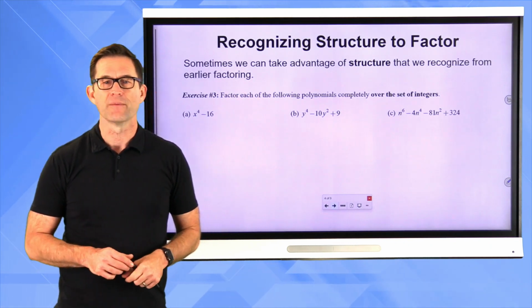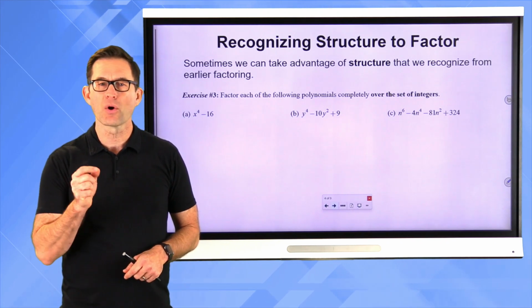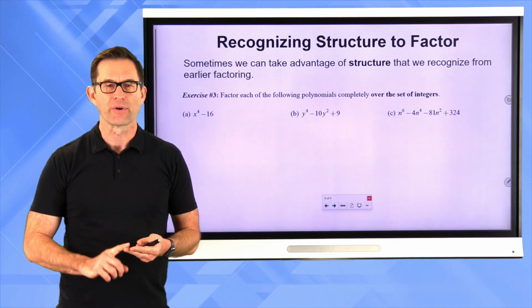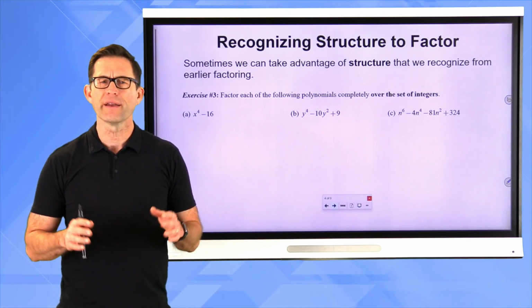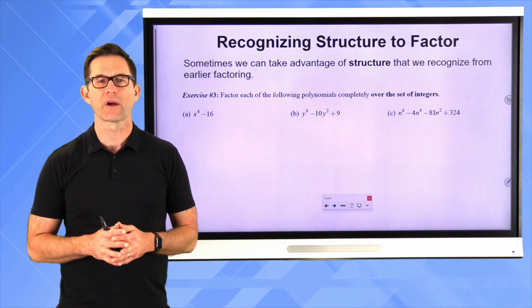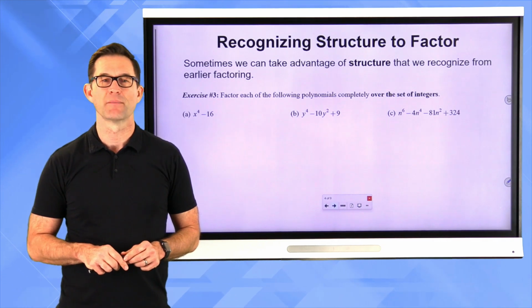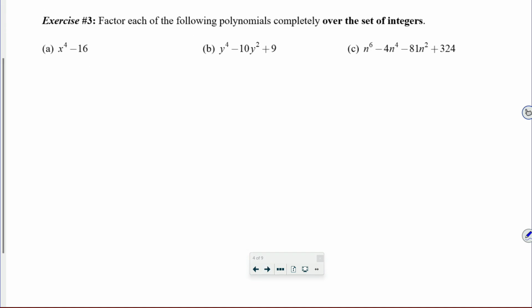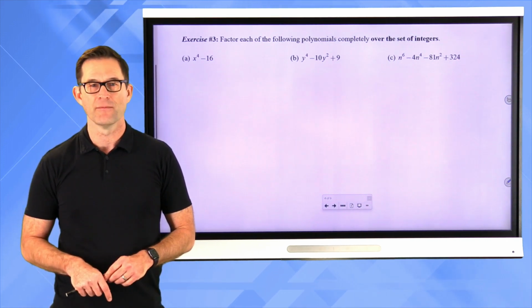Recognizing structure to factor. Sometimes we can take advantage of structure that we recognize from earlier factoring, all right? And I'm talking about factoring by the difference of perfect squares, factoring trinomials, things like that. So let's take a look at exercise number 3, where we try to identify more complex structure, but use earlier factoring techniques to deal with it. Exercise number 3. Factor each of the following polynomials completely over the set of integers. We'll talk about what that means a little bit later, that over the set of integers. But let's take a look at exercise A right now.